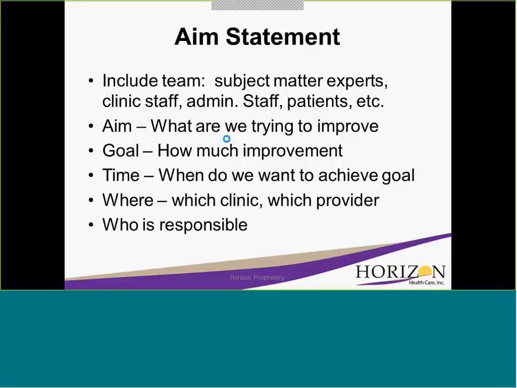And for the aim, we want to identify what we are trying to improve. We identify a goal and say, how much do we want to improve? Important to include time. When do we want to achieve this goal by, and where? So which clinic are we trying to target? Which provider are we trying to target? And then lastly, who's responsible for this change?